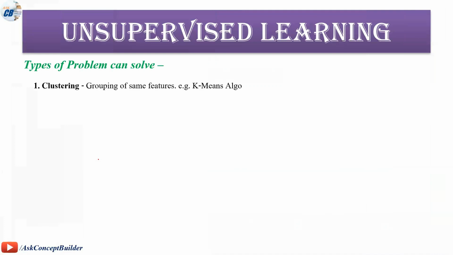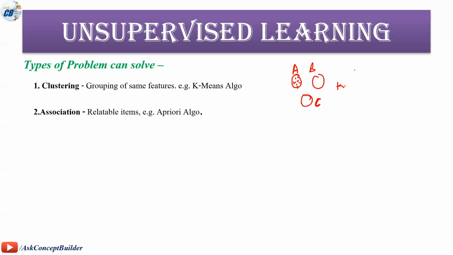Now, what types of problems can unsupervised learning solve? Unsupervised learning can solve the problem of clustering. As you have already seen in the example, it forms three clusters for apple, banana and cherry. So it is a grouping of the same features. According to the same features, it has made the clusters. The algorithms we can use for clustering are the k-means algorithm, and there are many more algorithms.